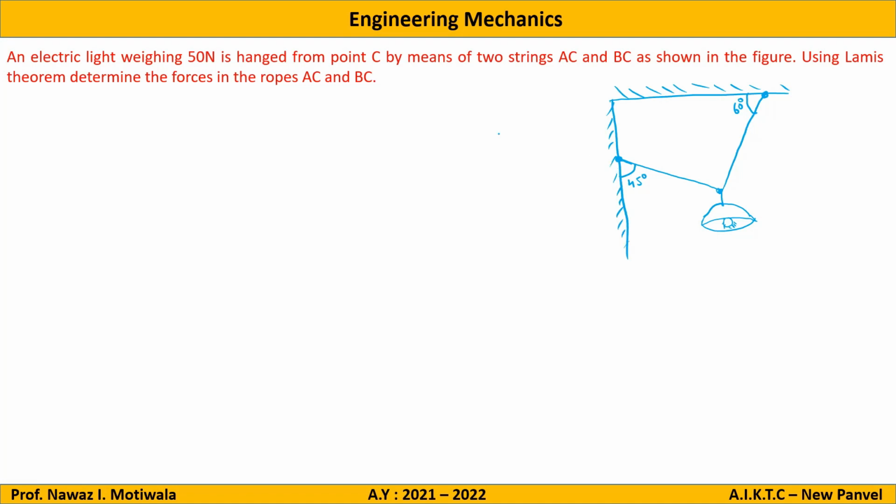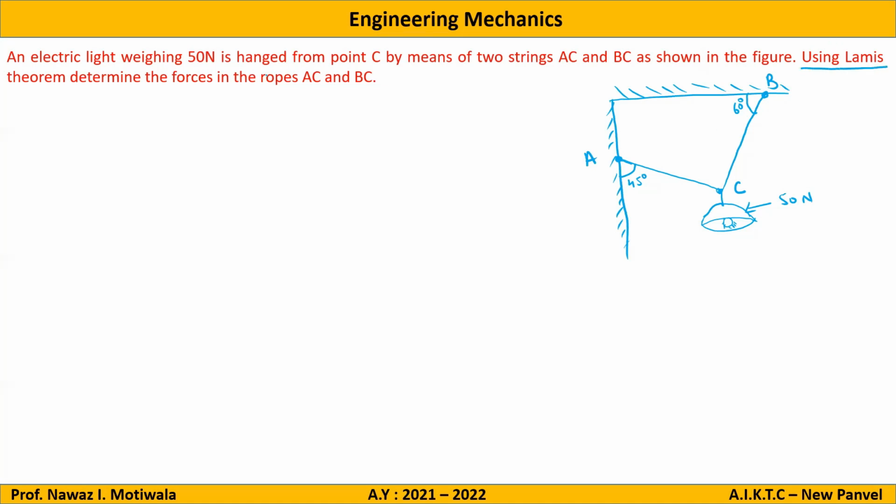Yeah, so this is the question. Now you can see an electric light weighing 50 Newton, that means the light weight is given to you as 50 Newtons, is hanged from point C by means of two strings AC and BC, as shown in the figure. So now this figure is in front of you.